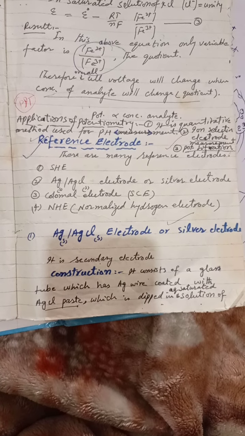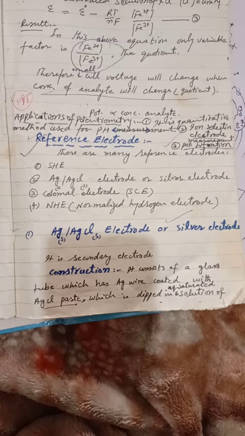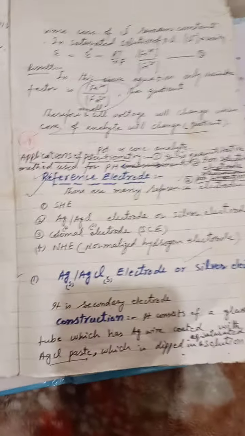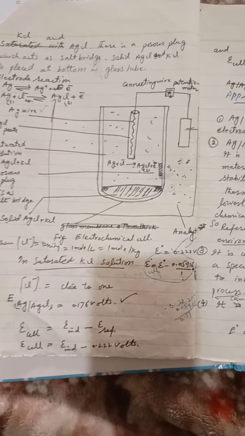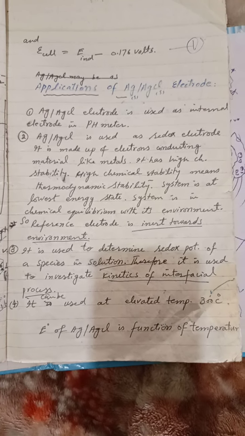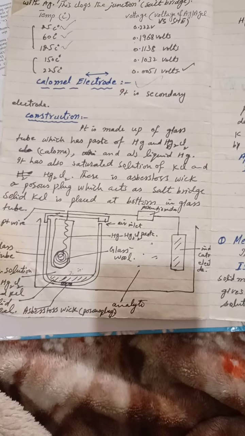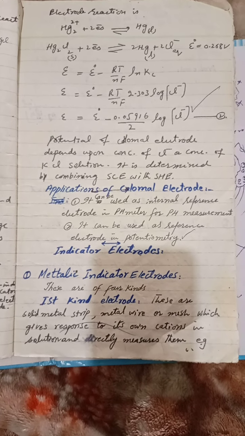So these three electrodes we have studied as the reference electrodes: standard hydrogen electrode, silver electrode, and calomel electrode. We have studied the details of these electrodes. Again, this is the picture of the silver electrode we have studied. This is the application of the silver electrode, where it is used, and this is the calomel electrode, construction of the calomel electrode with diagram, and these are the cell reactions in the calomel electrode.